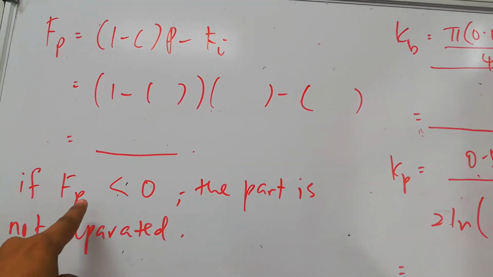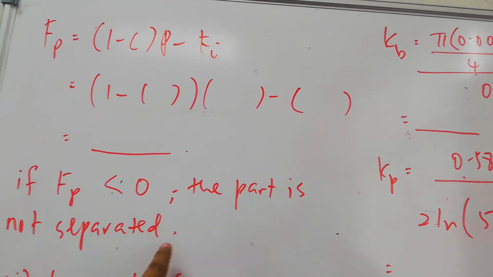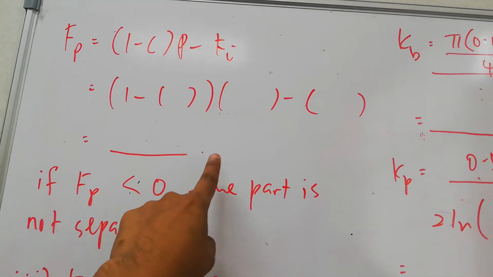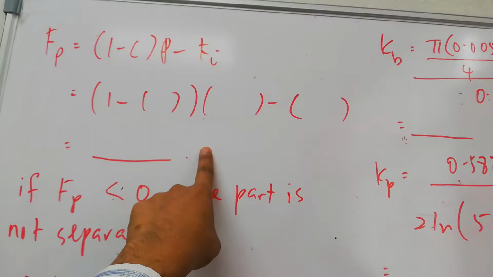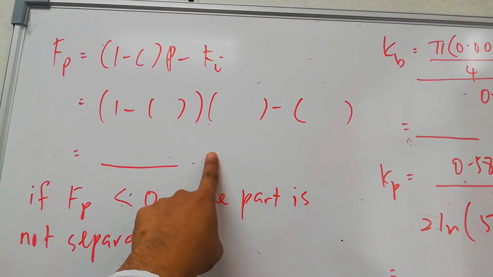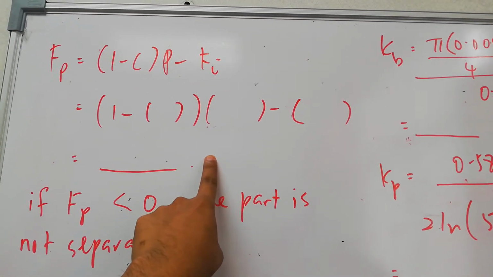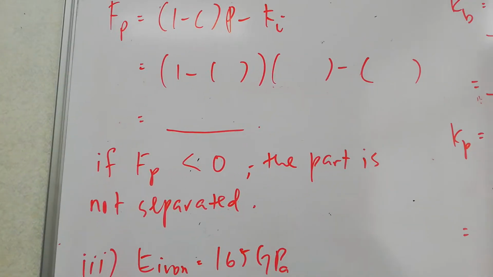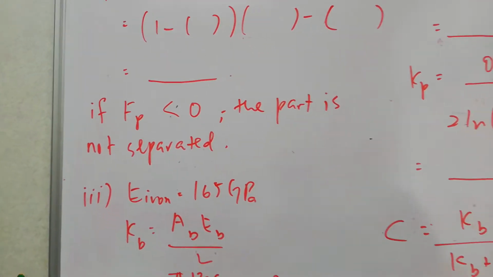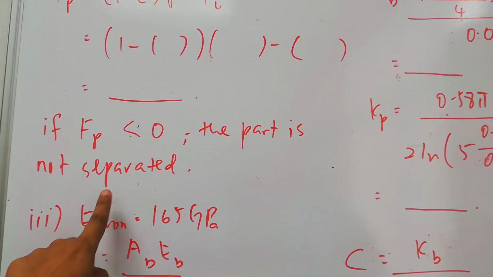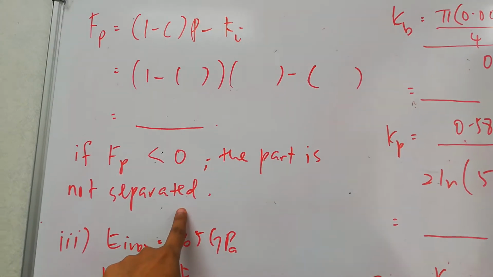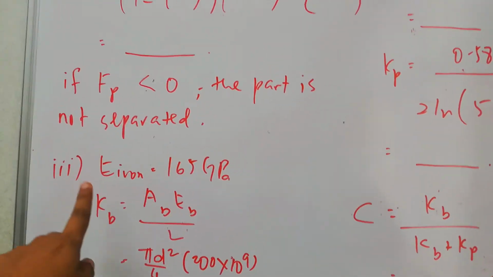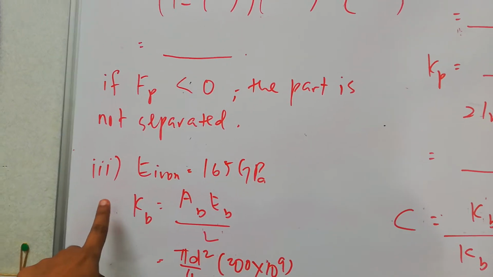So if Fp is less than 0, the part is not separated. After we determine the value of Fp, if Fp is less than 0, then we consider the part as not separated, meaning that the part is clamped together. Right, so we move on to question number 3.